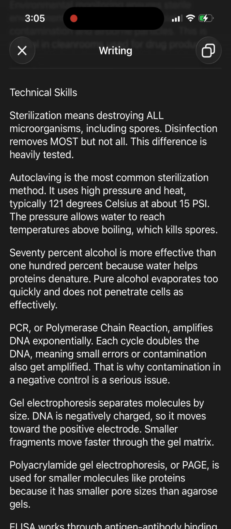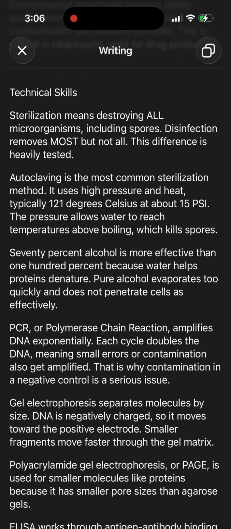ELISA works through antigen-antibody binding. It uses enzymes to produce a detectable signal, often a color change. A spectrophotometer measures absorbance of light. The blank removes background noise, so only the sample is measured. According to Beer's law, absorbance is directly proportional to concentration.